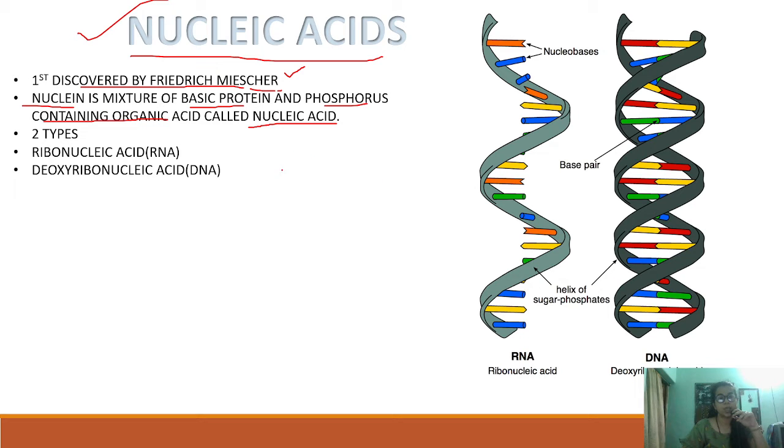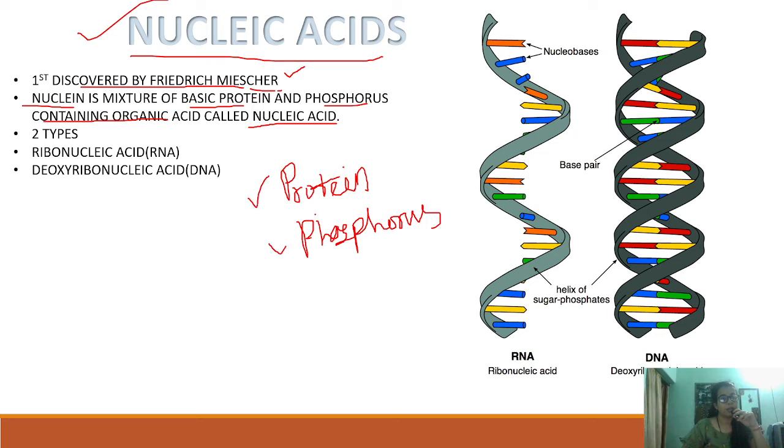So you can say nucleic acid consists of protein and a phosphorus-containing acid, and that is known as nucleic acid. Nucleic acid is of two types: ribonucleic acid, known as RNA, and deoxyribonucleic acid, known as DNA.